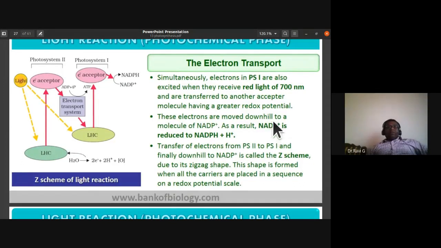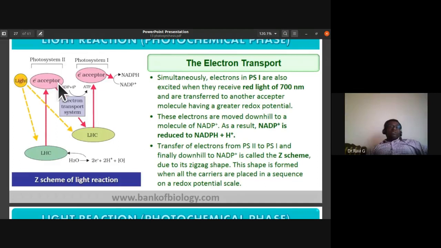So these electrons, having a greater redox potential, move downhill to a molecule of NADP plus. As a result, NADP plus is reduced to NADPH plus H plus. So transfer of electrons from photosystem 2 to photosystem 1 and finally downhill to NADP plus is called the Z scheme.